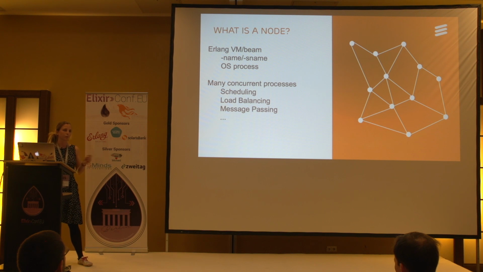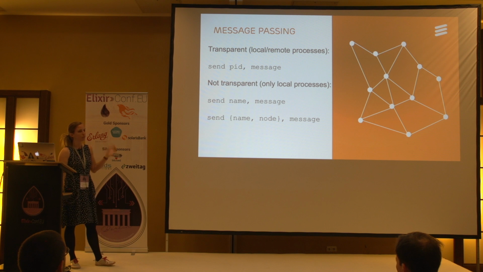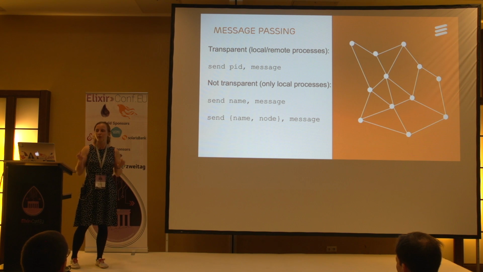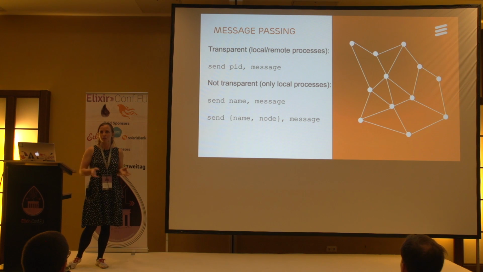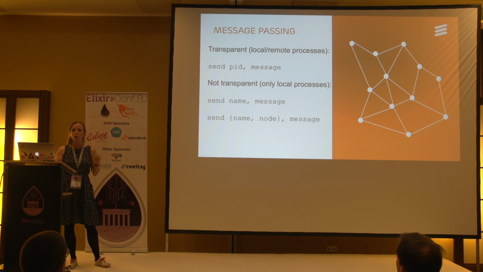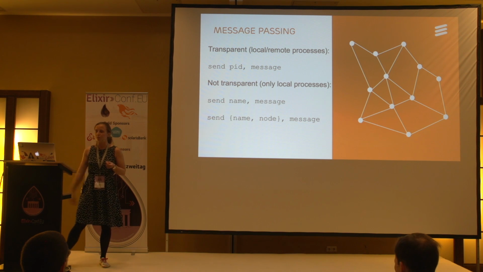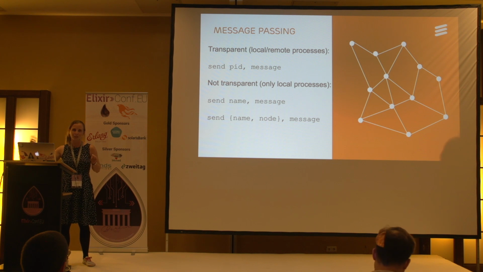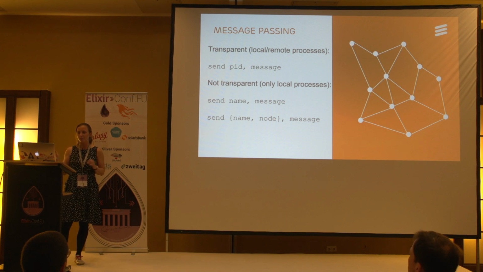On each node, there are many concurrent processes running, and the virtual machine is handling the scheduling, load balancing, and message passing between the processes. If you use the process ID when you send a message, it doesn't really matter if the process you're sending to is running on the same node as the sender, or on some other node. The virtual machine will handle that for you, and it can do so because there is some node information embedded in the process ID. So the virtual machine will make sure that the message is sent to the node where the process is running, and that the virtual machine over there will put the message in the process's message queue.